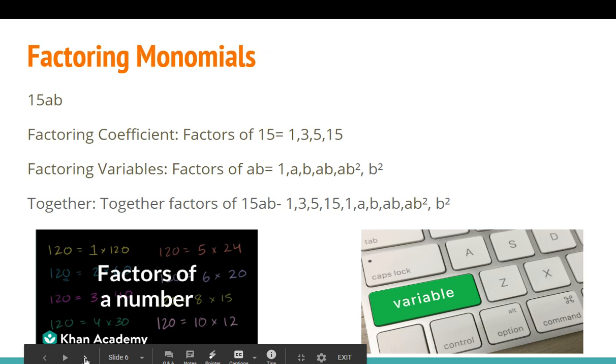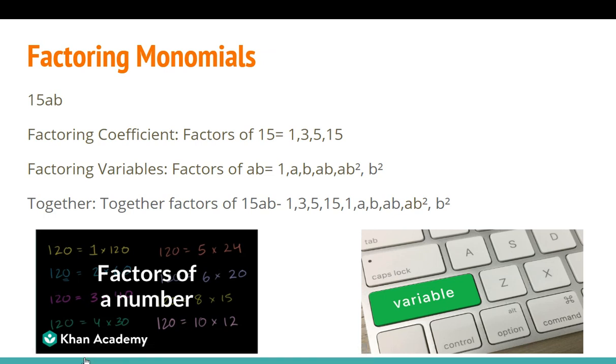Next, factoring monomials. So for 15AB, factoring the coefficient. So factors of 15 are 1, 3, 5, and 15. 1 times 15 equals 15, and 3 times 5 equals 15. The factors of AB are 1, A, B, AB, A to the second power, and B to the second power. Together, the factors of 15AB are 1, 3, 5, 15, A, B, AB, A to the second power, and B to the second power.